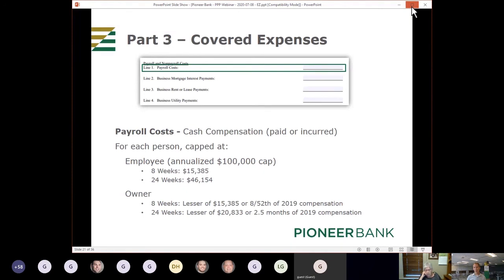All right, so that was how it works for the owner for the 8 weeks. For the 24 weeks, it's the same methodology. However, they limit it to only 2.5 months' worth of compensation. So that $20,833 would be the $100,000 cap divided by 52 times 10, or 2.5 months of 2019 compensation. Again, the idea is to stay in congruence with the overall goal of the program, which was to keep employees paid. They don't want forgiveness amplified, or a loss for employees offset by an increase in compensation to the owner, with the loan then forgiven. So that's what those restrictions are. It kind of sucks because it crimps the amount of forgiveness opportunity from owner wages, but unfortunately we have to deal with the rules that we have.